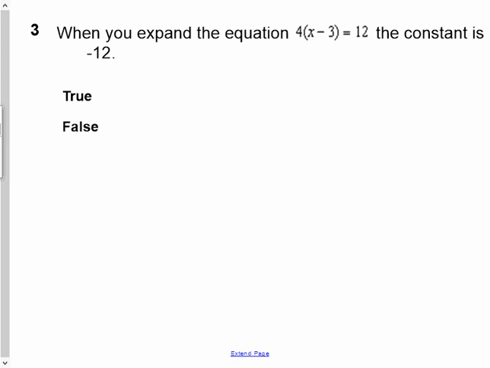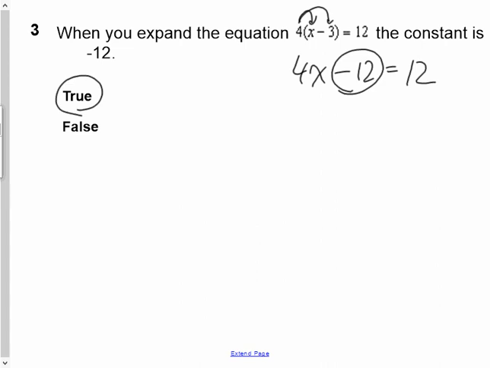Question 3, when you expand the equation 4 bracket x minus 3, or 4 times x minus 3, the constant would be negative 12. Remember, when you expand, you're using the distributive property. 4 times x would be 4x, and 4 times negative 3 is negative 12. So when we look at this, we see that the constant is negative 12. So the answer is true. That is the constant.